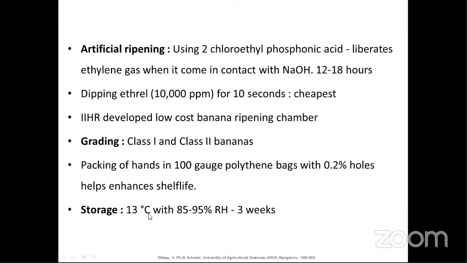So storage at 13 degrees Celsius is recommended. I also said in the earlier class that this applies to mango, banana, and also anthurium. Those crops require storage at 13 degrees Celsius, and for banana, with this temperature and with 85 to 95% RH, we can expect a prolonged storage life of 3 weeks.